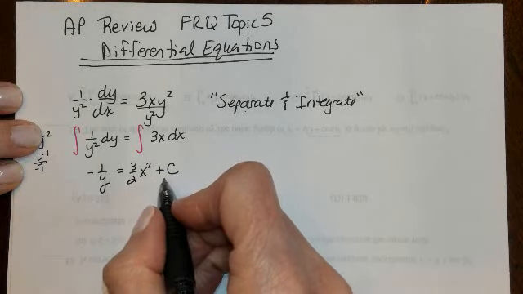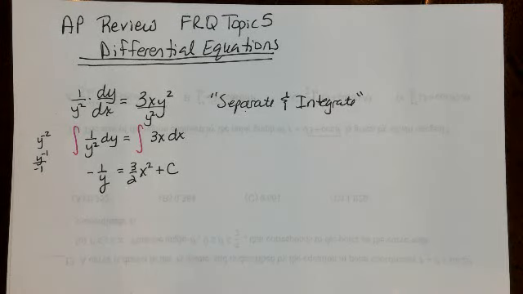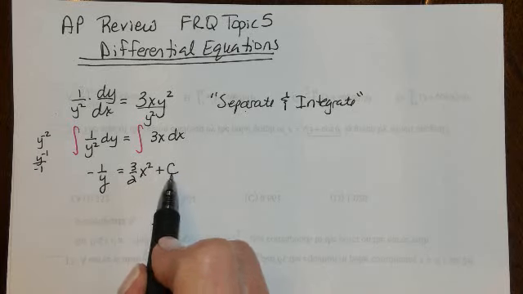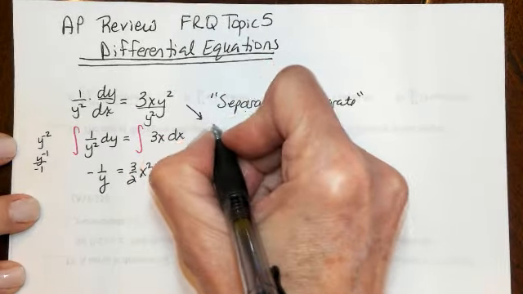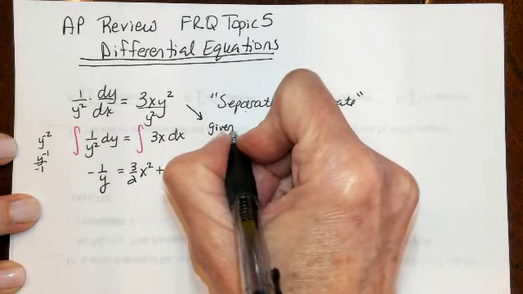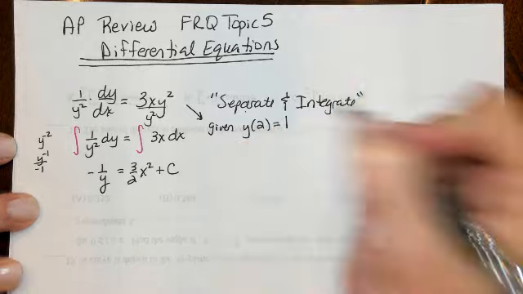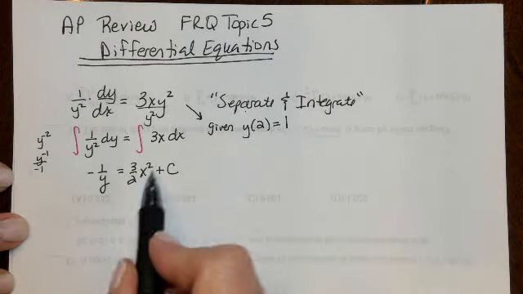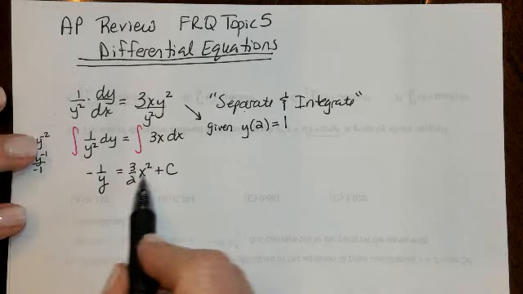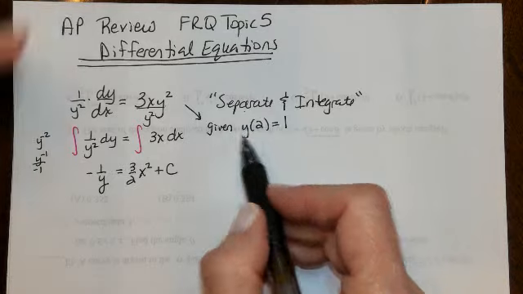Okay, at this point I would look at the problem and ask myself, did they give me a way to find c? If they gave me a way to find c, they would have said here, given that maybe y at, let's say, 2 is equal to 1. So they gave me an initial condition so that for this general equation I can get a specific solution.